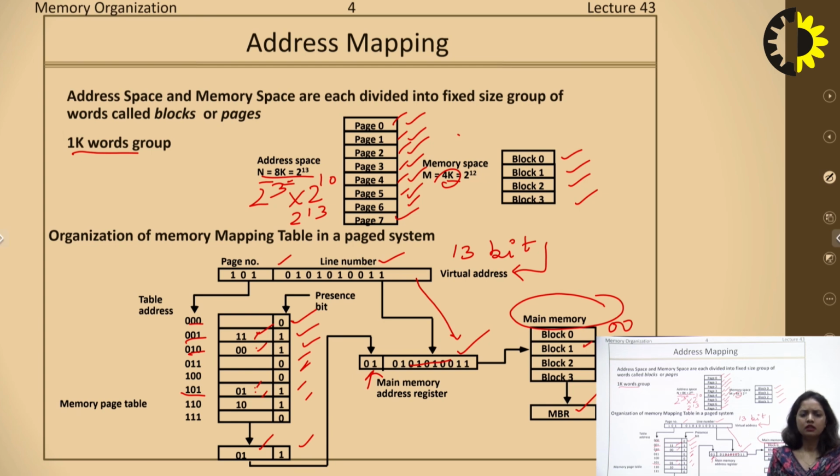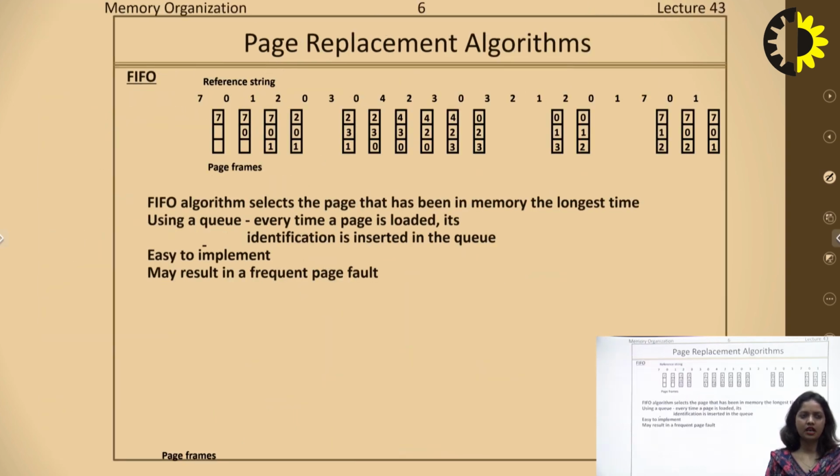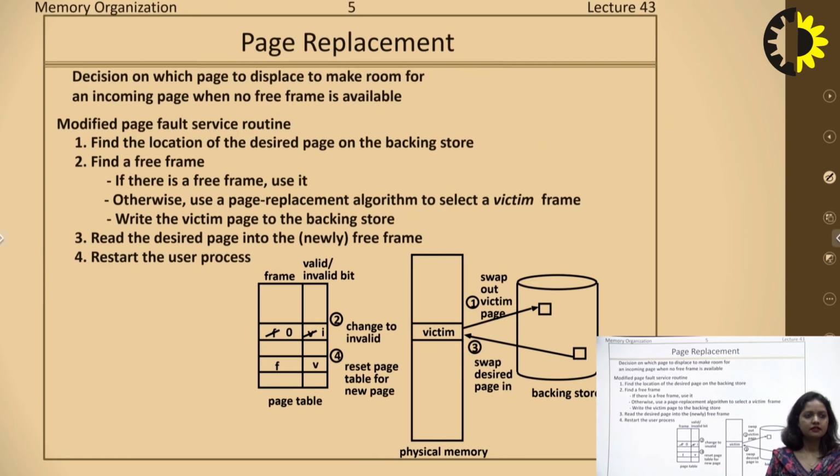So whenever some page needs to be replaced or data is not found in the virtual memory, we need to replace it with another page. For that we need a page replacement algorithm strategy. That is the page replacement: the decision on which pages need to be removed from the virtual memory to make room for an incoming page when no free frame is available. And how can it be done? We have to find the location of the desired page on a backing store. If there is a free frame, then we have to use it.